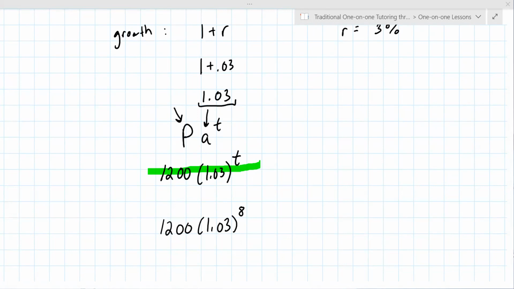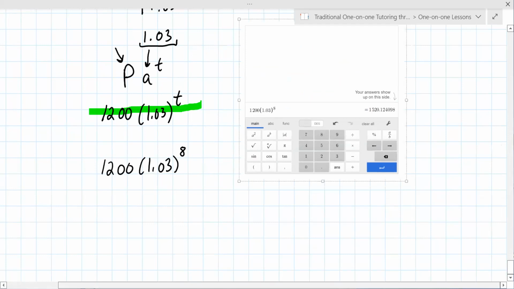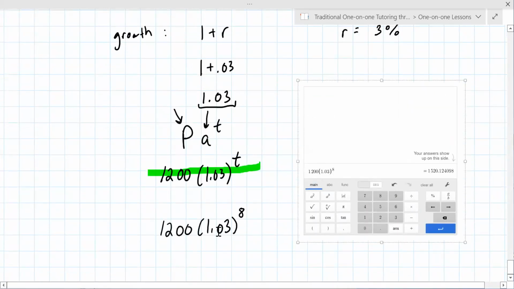I'll just drop a snip in of what I did here. It's very intuitive to use. It's very modern. It's more like what we use on our phones. So I just did that here for you, so you can see. Basically, just type it in, just like the way you have it written here, and you can see the answer is 1,520.